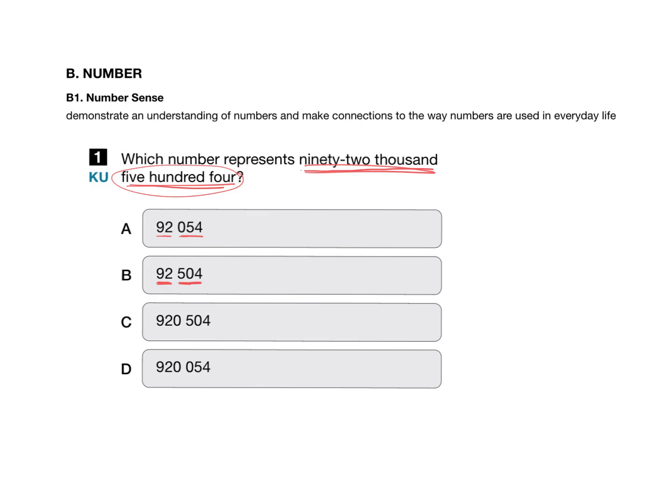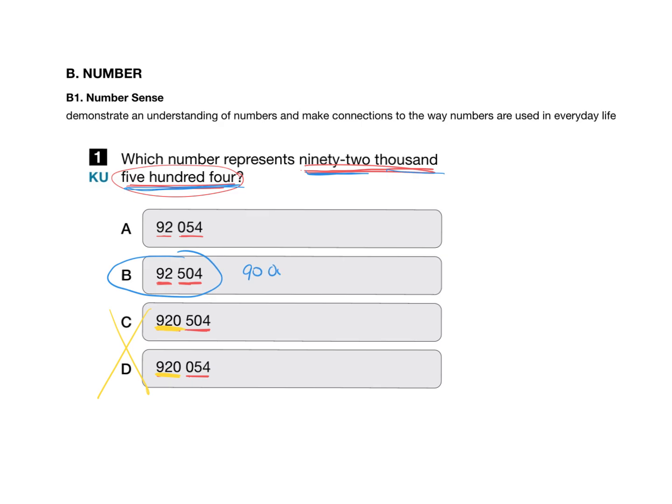Well, we think that's the answer, but let's just double check. Let's look at the other options just to be sure. 920,504. And D says? 920,054. Good. So if we look at this, we know that here we have 920,000 and here this one is also 920,000. So we automatically can eliminate those. And going back to what you read earlier, which answer represents 92,504? B.